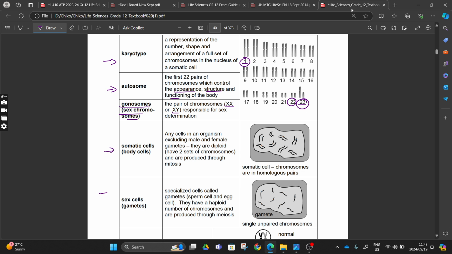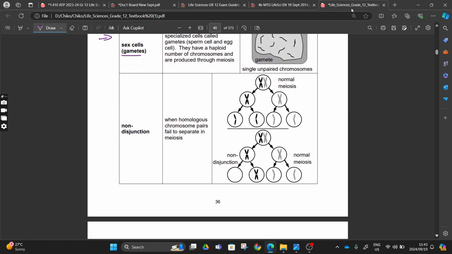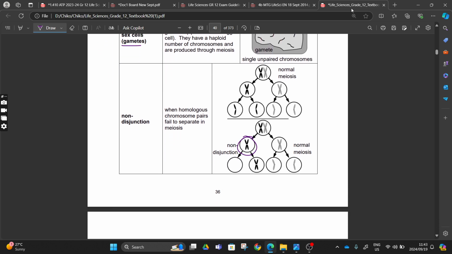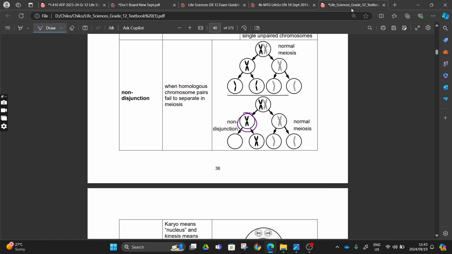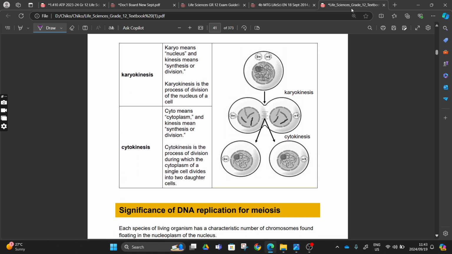And then we also have 2 types of cell, the somatic cells, which are the body cells, and then we also have the sex cells, which we call the gametes. And then we also have the process called non-disjunction, where a chromosome fails to separate during meiosis, right? So when the chromosomes fail to separate, we call the process non-disjunction. And then we have 2 terminologies, karyokinesis and cytokinesis. Karyokinesis is the division of a nucleus, and cytokinesis is the division of our cytoplasm to form 2 daughter cells.